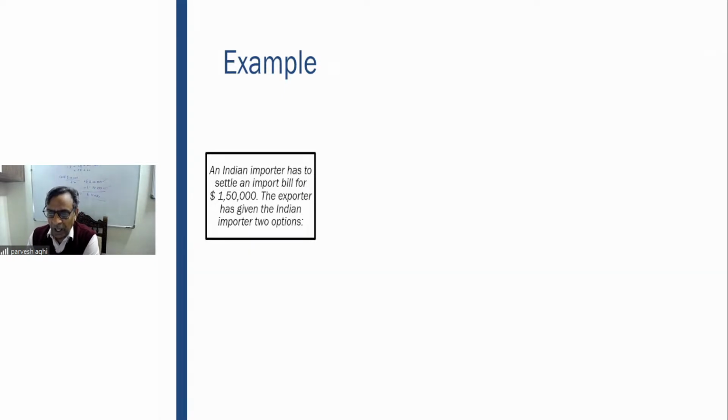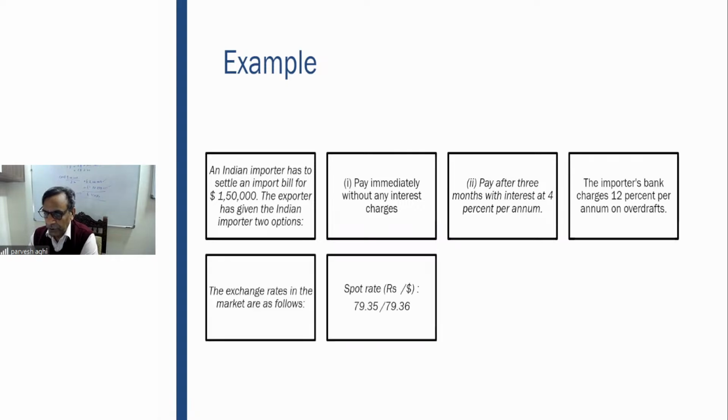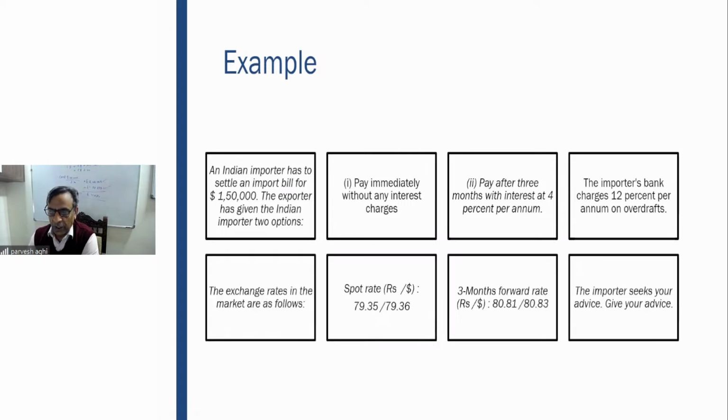An Indian importer has to settle an import bill for 1,50,000. Now, this is a question which I would say that you need to do it. So please be immediately ready with your notebook and pen, so that you can solve. Same question, but with different numbers. An Indian importer has to settle an import bill for 1,50,000 dollars: pay immediately without any interest, or pay after 3 months at the rate of interest of 4%. Importer's bank charges 12% for the overdrafts. The exchange rate in the markets is as follows: spot rate is given, 3 months forward rate is given. So now let me know which option is better.